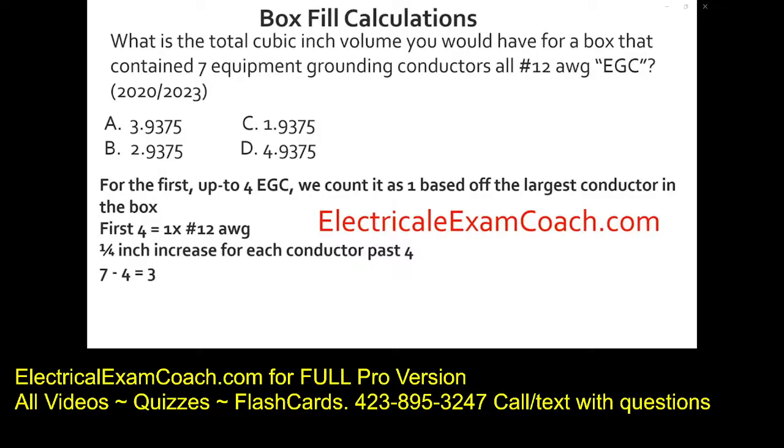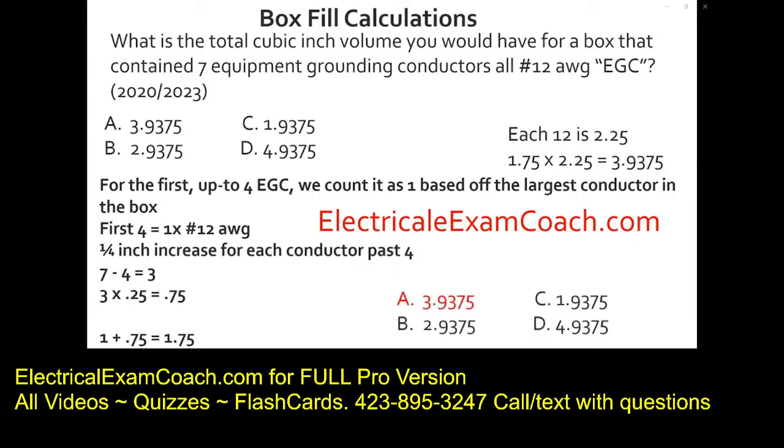We have 7 total, and we're going to minus 4 because those first 4 we counted as 1. So we have 3 left over, and we're going to take those 3 and multiply it by 1/4, and that gives us 0.75. So we have a total of 1.75 conductors based off whatever the largest conductor is in the box. In this case, there's only number 12s. So we would take that 1.75, multiply it by the cubic inch volume for a number 12 conductor, and we end up with 3.9375 cubic inches for our equipment grounds.